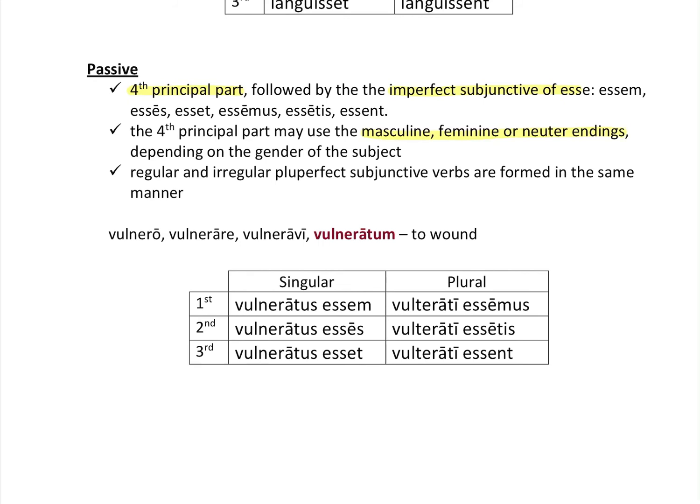And another thing to note is for the passive, irregular and regular pluperfect subjunctive verbs are formed in the same manner. There's no irregular with this verb. So, vulnero, vulnerare, vulneravi, vulneratum, take the fourth principal part here, to wound, right? Whole thing, again, here we have it in masculine, singular, and masculine and plural. Pretty easy. And that's all there is to it.